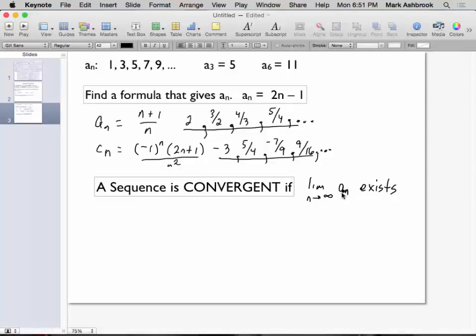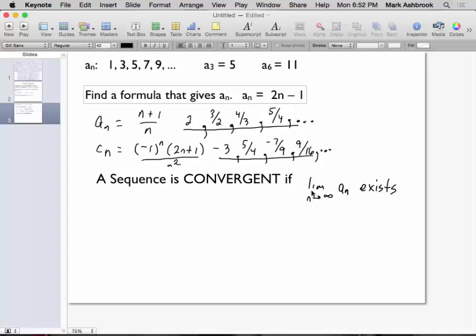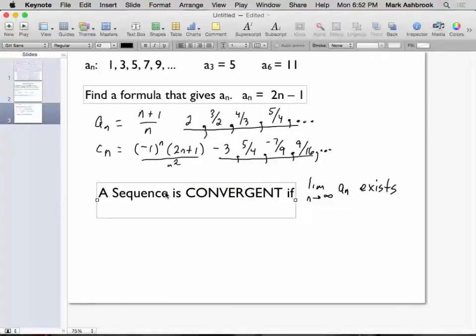So what are we saying? The terms, as you go further and further, have to keep getting closer and closer, as close as you want, to a certain number. That's what the limit means. You pick how close you want to get, and eventually you'd get that close, and then you'd get even closer after that. Okay, that's what it means for the limit to exist. Otherwise, it's called divergent.